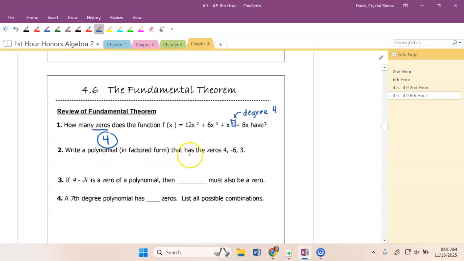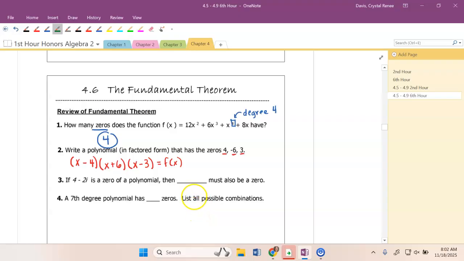Write a polynomial in factored form that has zeros at 4, -6, and 3. Remember, we have talked about how you can get your x-intercepts from your factors and your factors from your x-intercepts. Well, the zeros are the same as the x-intercepts. So if 4 is a zero, then x minus 4 is a factor. If -6 is a zero, that means x plus 6 is a factor. And if 3 is a zero, that means x minus 3 is a factor. So here would be our function that has zeros at 4, -6, and 3.